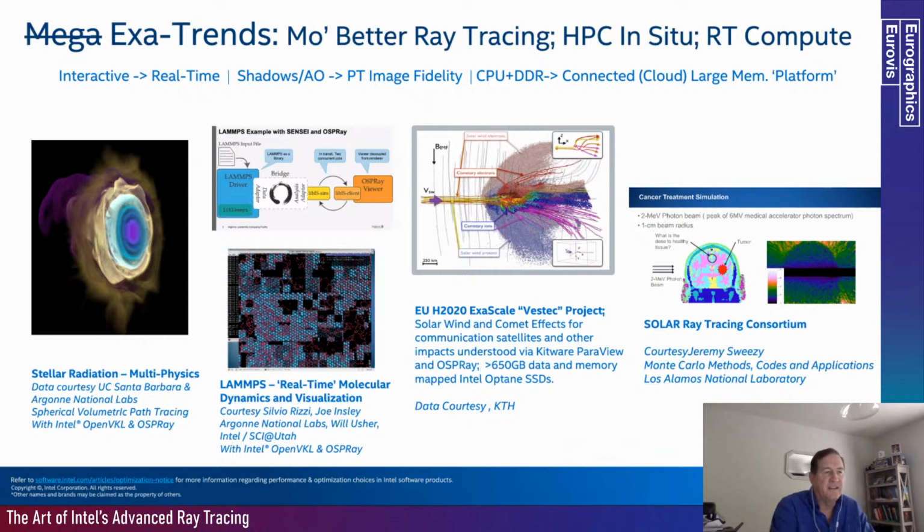And then finally, keep track of something called the Solar Ray Tracing Consortium. That is the use of ray tracing, in this case on the screen, Monte Carlo methods, for doing compute of various things. In this case, a cancer treatment simulation.